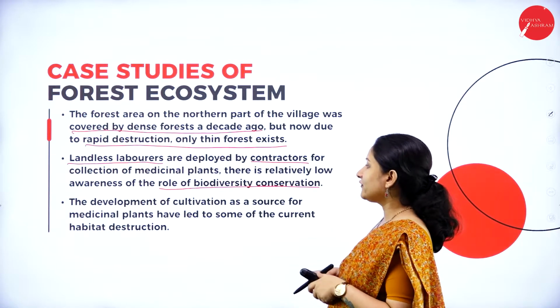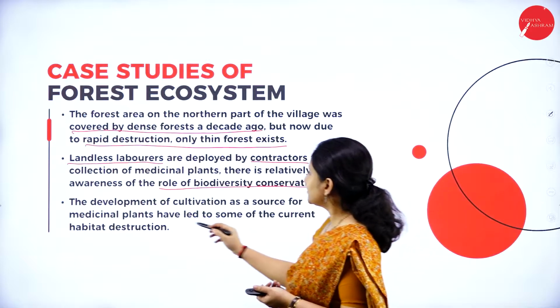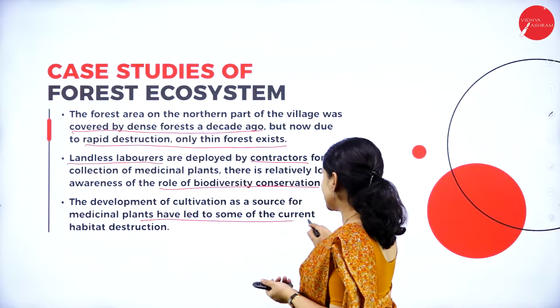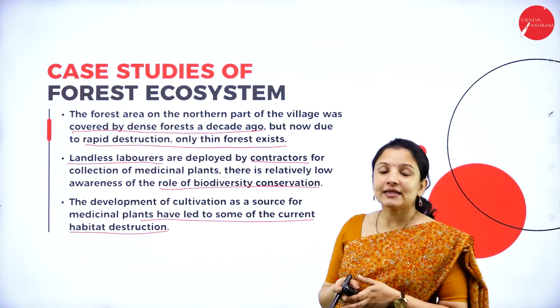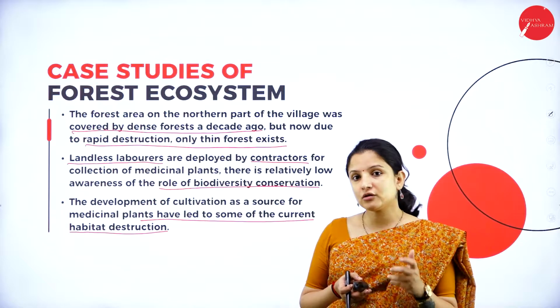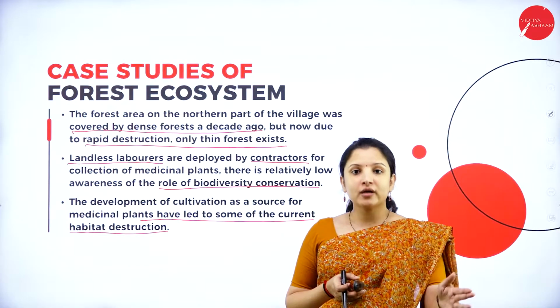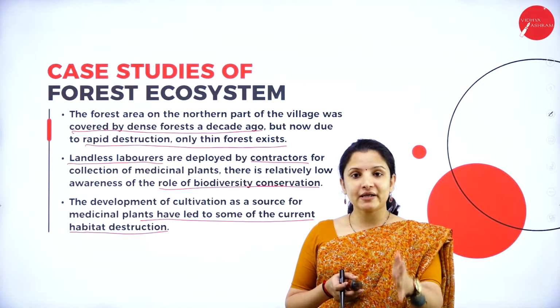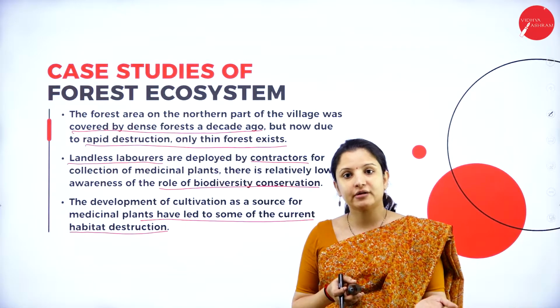So the development of cultivation as a source of medicinal plants have led to some of the current habitat destruction. Now what happens? Say for example, these medicinal plants were fetching good amount of money to the contractors. It is always like that, right? The grower is somebody, but in between the middleman makes a lot of money. It's always like that. Be it a vegetable also, it is like that.